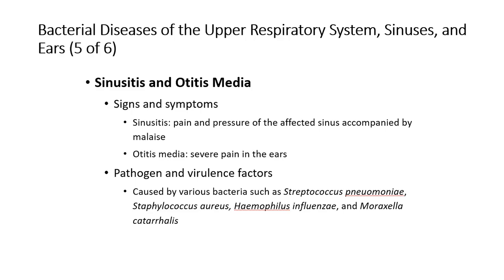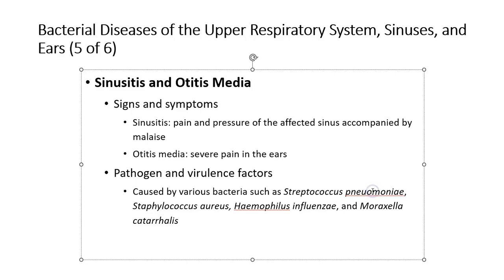And you can see these different bacteria: Streptococcus pneumoniae, Staph aureus, Haemophilus influenzae, and Moraxella catarrhalis. So there are several different organisms that can cause it. And again, culture it, get it to the lab, and let the lab try and figure out what's causing it.